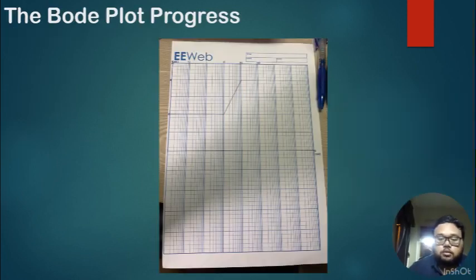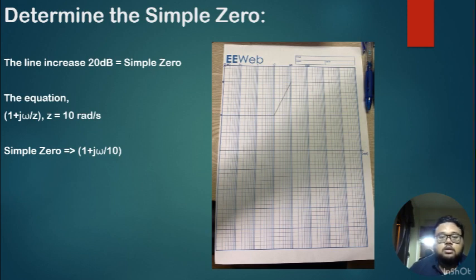This is the progress that I redrew. This is the starting resultant line. Next, to determine the simple zero, the line then increases at 20 dB per decade, which is what we call a simple zero. This is the line that increases 20 dB.